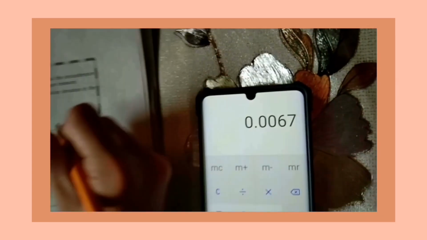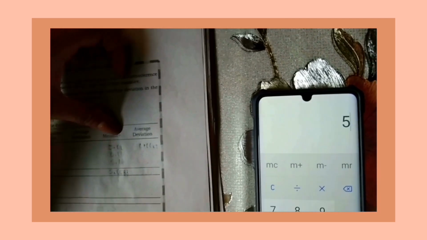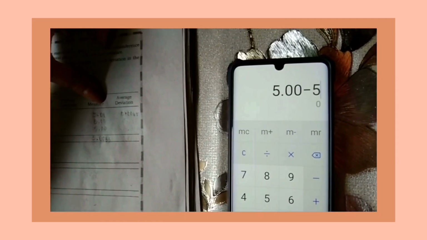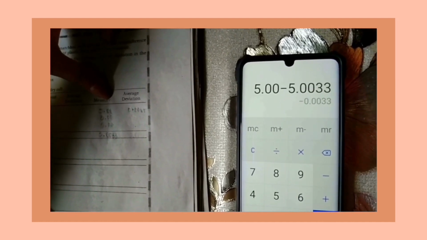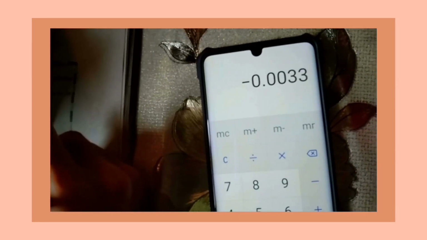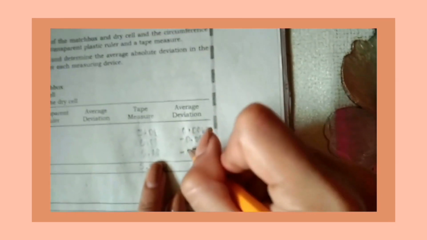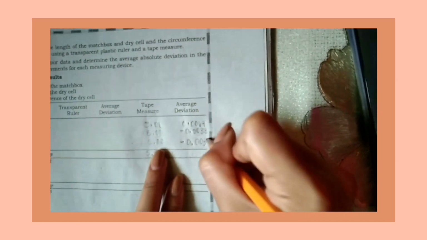Repeat lang. 5.00 minus 5.0033, negative 0.0033. Parehas lang sila ni trial 3. Copy na lang natin sa 0.0033.